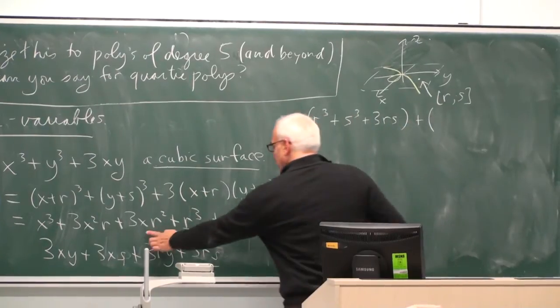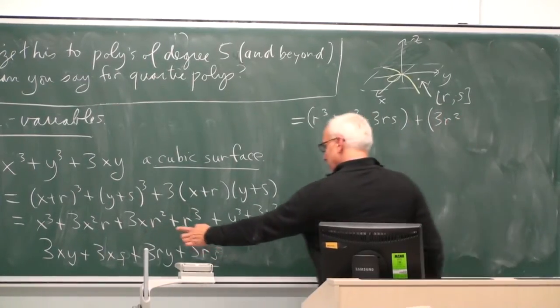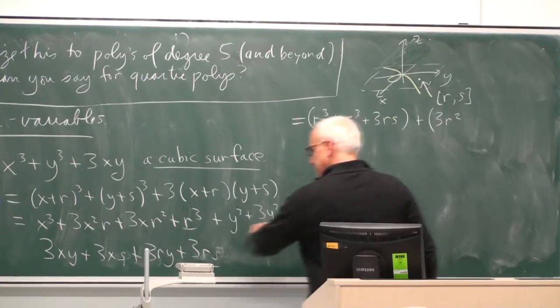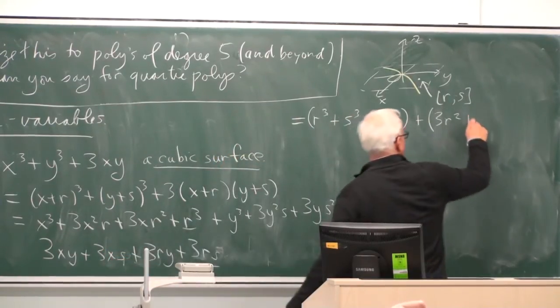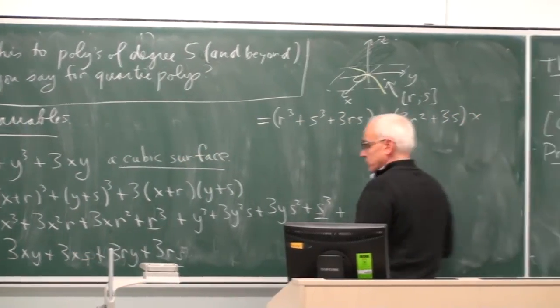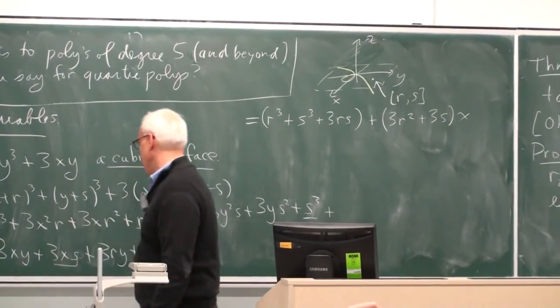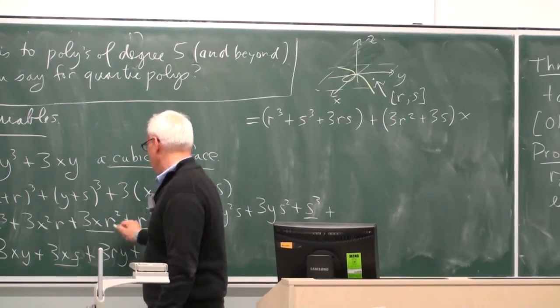Where is an x term? So here there's a 3r squared. An x, there's a 3s. That looks like the x terms. I better underline them so I don't count them twice.